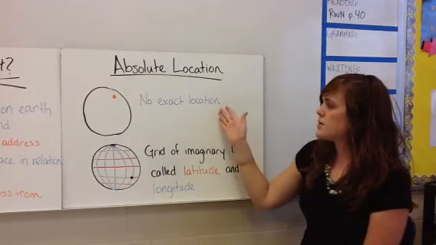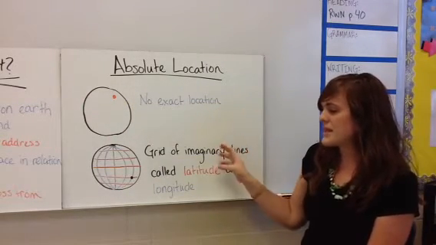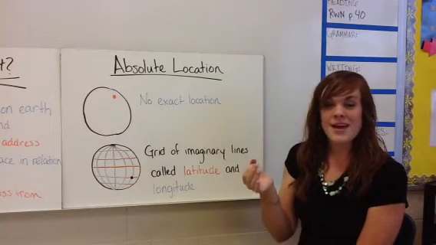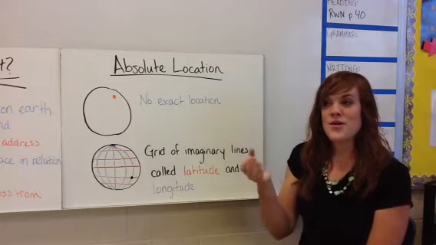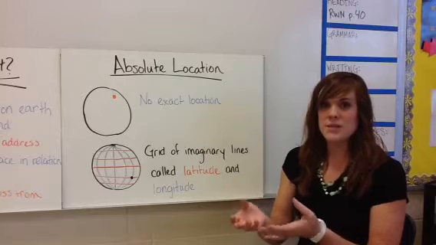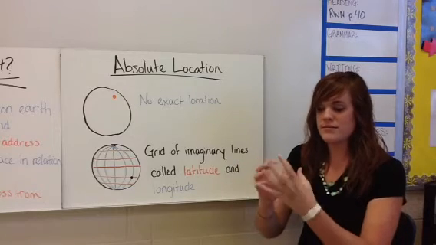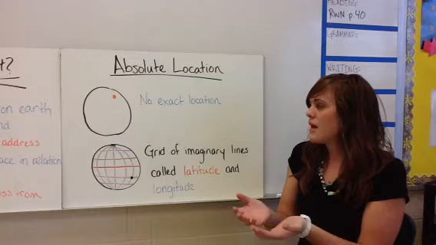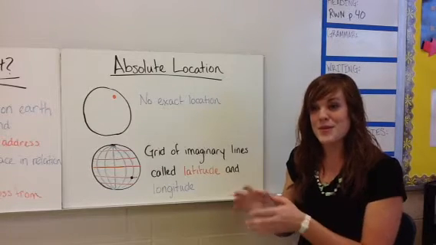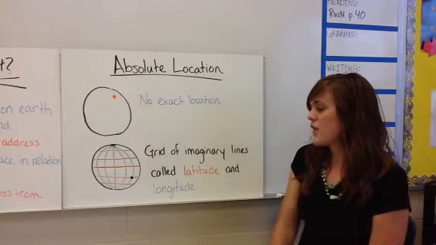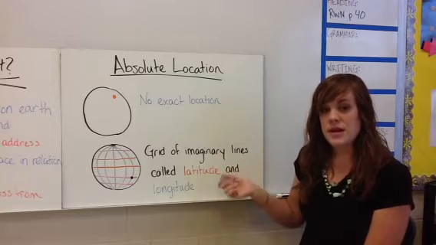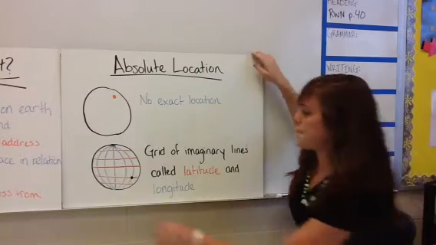Absolute location exists because if there is a spot on a ping pong ball and I asked you to explain to your neighbor where that spot is, you wouldn't have any reference points. It's just one spot in this huge white area. So what do you say? Geographers noticed that problem a long time ago with places on the Earth, and so they made this grid of imaginary lines. The lines are called latitude and longitude. Okay?